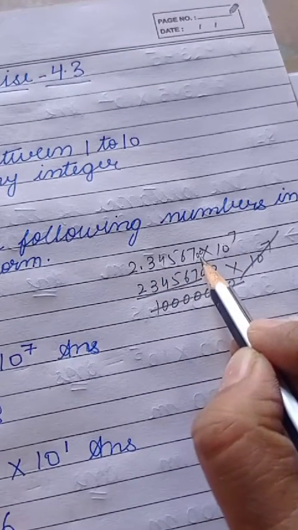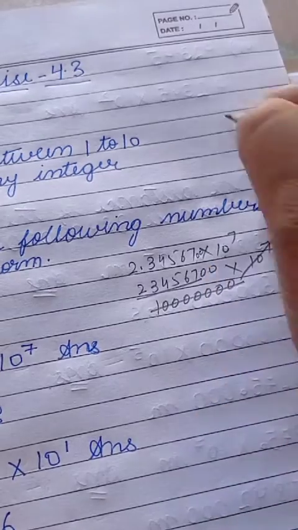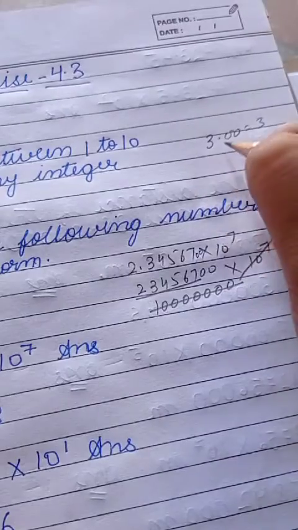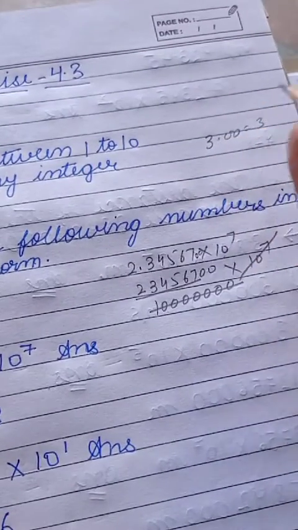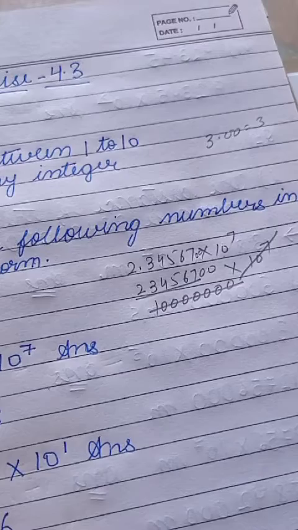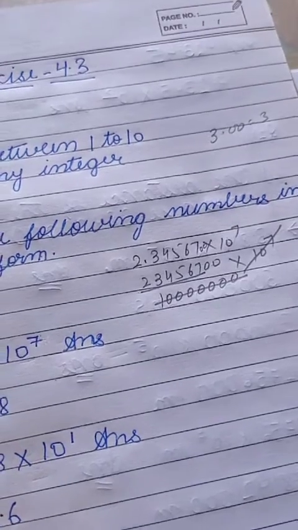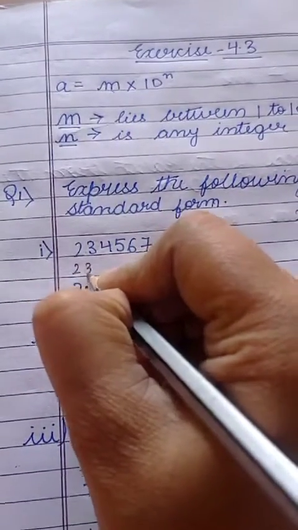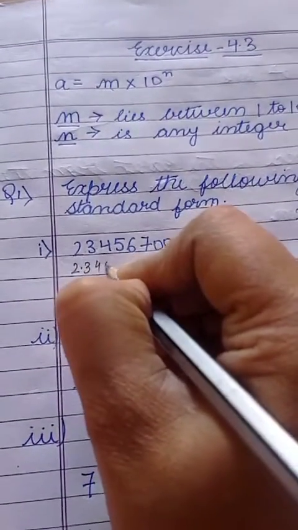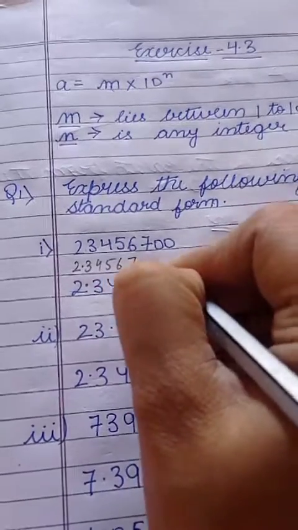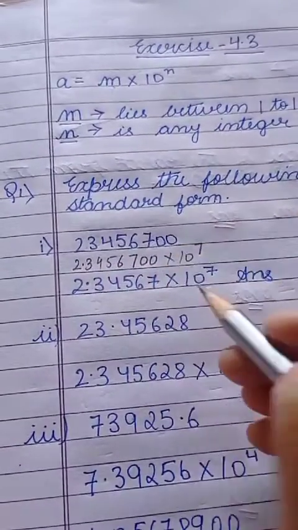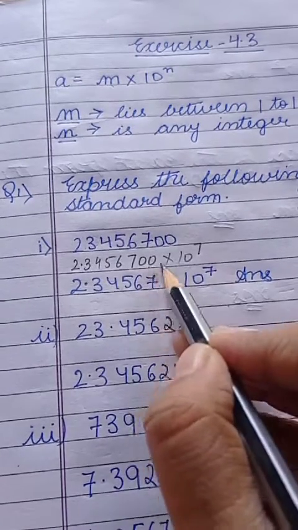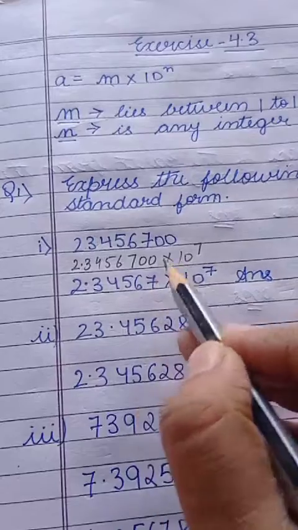So you must be thinking, why ma'am has not written 2 zeros? See beta, 3.00 means 3 only, or after the decimal, if 0 zeros are there at last, they don't have any value, so you can remove it. So this expression can be written in this form: 2.3456700 into 10 raised to the power 7. And in the next step, we have not written 2 zeros because after the decimal, if 0 zeros are there at last, they don't have any value.